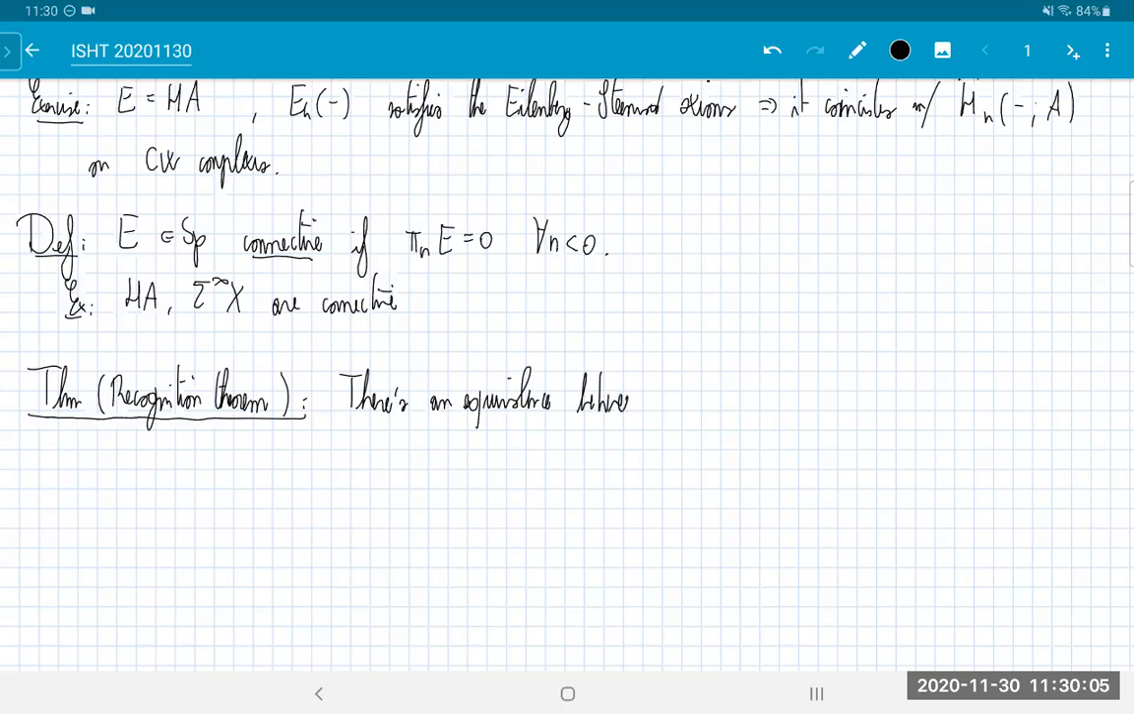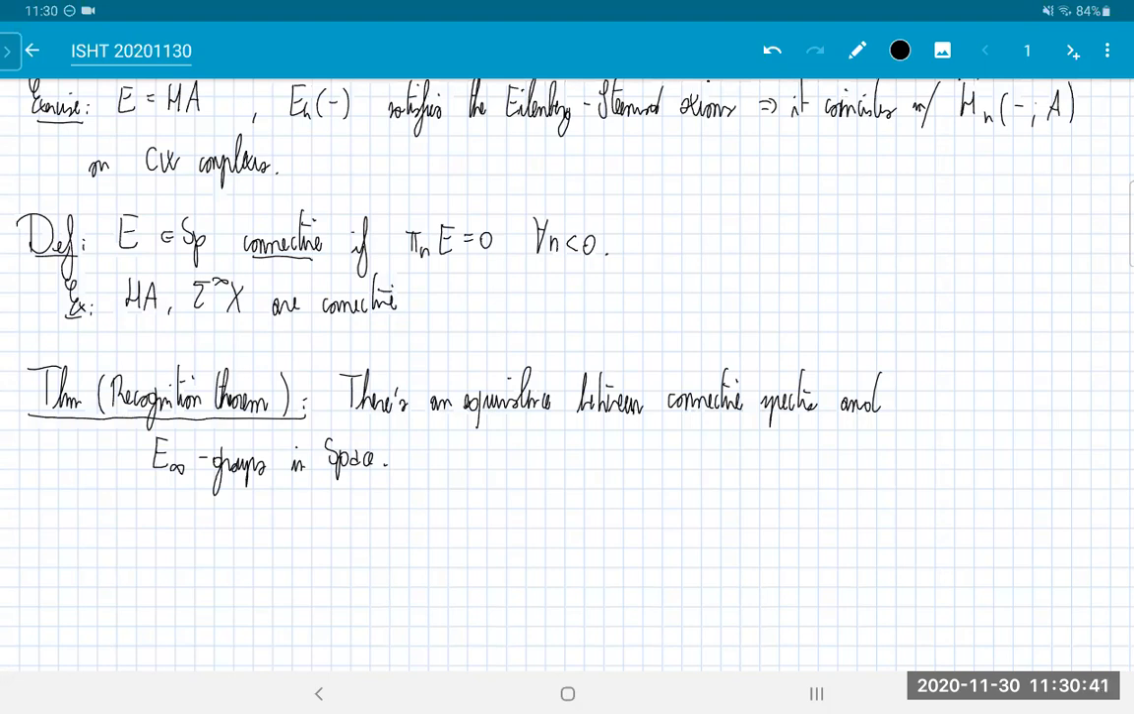between connective spectra and infinity groups in space, in the infinity category of spaces. And infinity groups, I haven't defined them yet. They will appear next Monday, presumably, where hopefully I will also start the proof of this theorem. And infinity groups in sets are just ordinary groups.